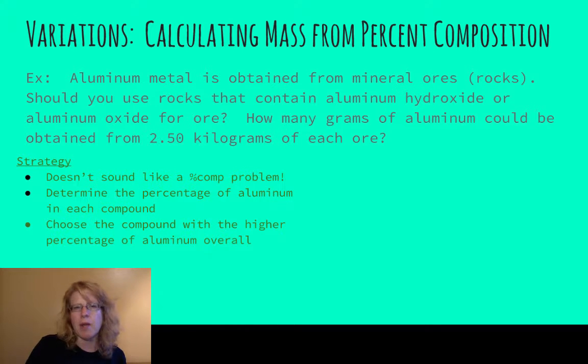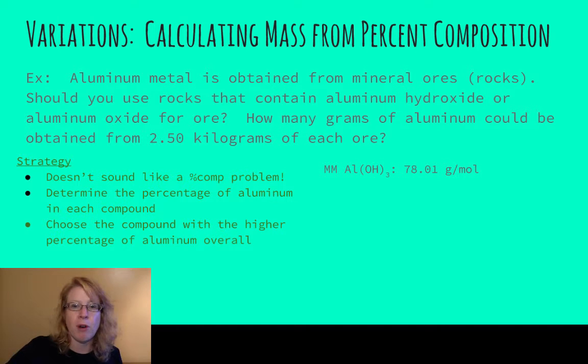And aluminum oxide, what percent is aluminum? Because the one that's got the higher percent of aluminum is going to be the one that I want to use. If I've got 5 grams of a rock that's 5% aluminum versus 25% aluminum, I want the higher percentage. So here's how I would work this out between the two.